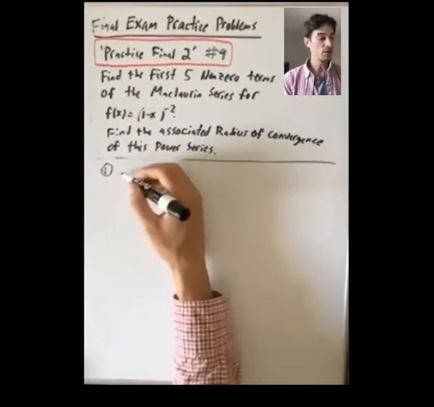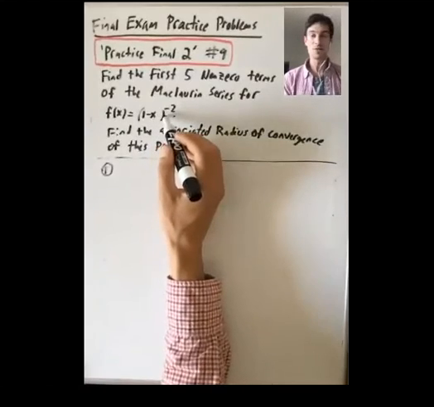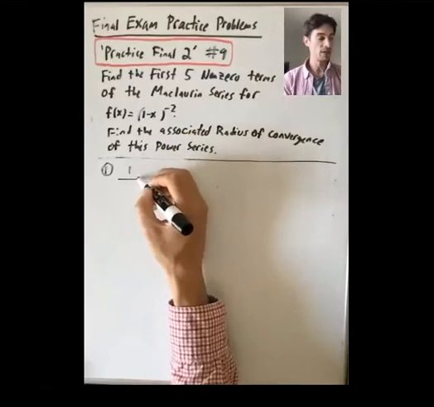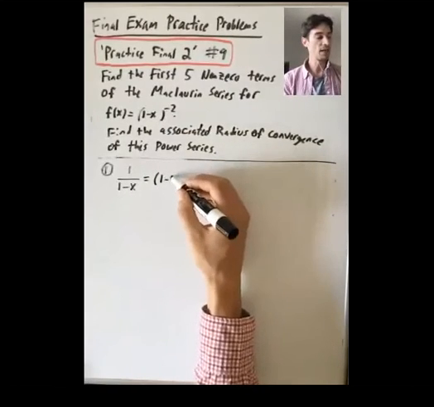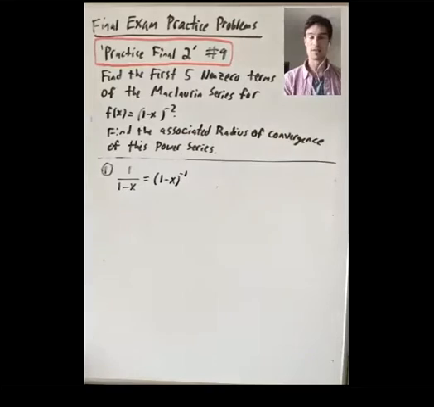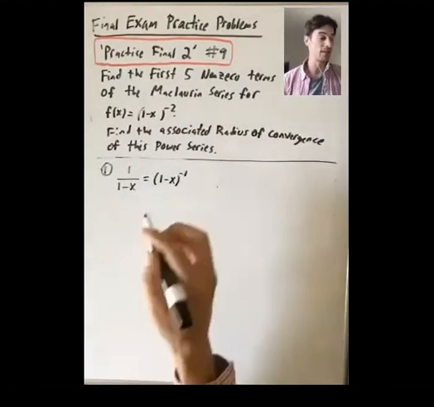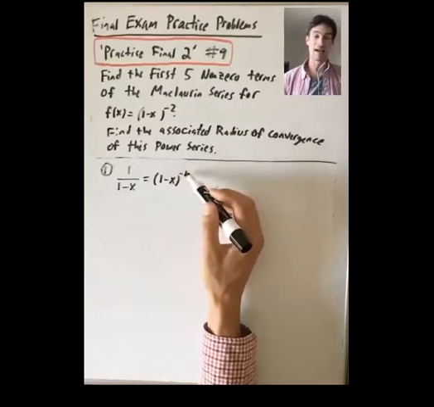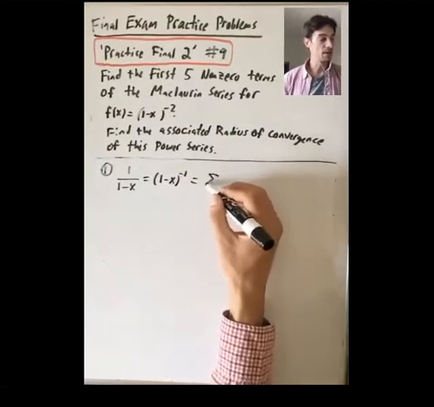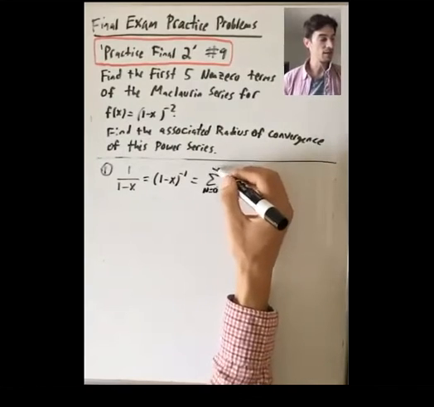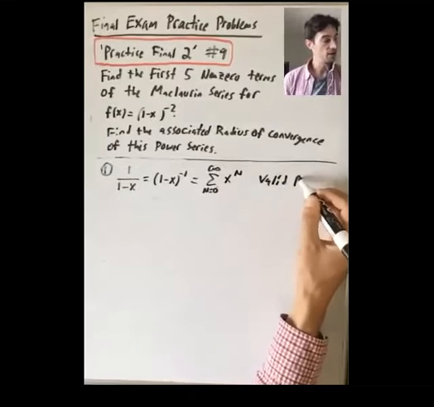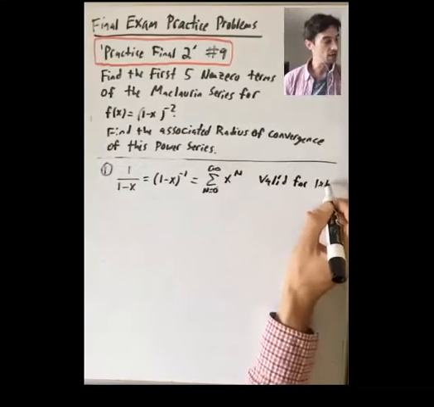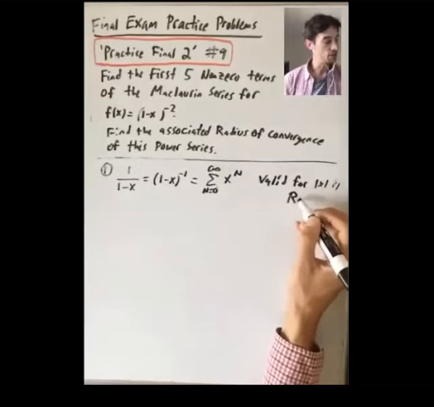For the first one, we're going to notice that the function we're asked about is really close to a function we know well. 1 over 1 minus x is the very first power series representation of a function that we looked at. That is (1 minus x) to the minus 1, and we can write this as a power series. This is the geometric series, the sum of x to the n, and this is valid for absolute value of x less than 1, which means r equals 1.